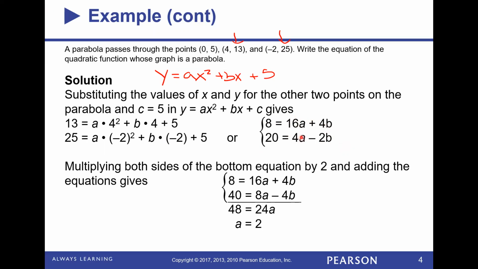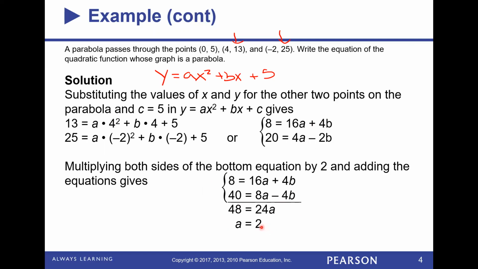So I'm going to take these beautiful equations and I'm going to take that bottom one here. And I notice b would be a great one to eliminate. So I'm going to multiply everything on that bottom equation by 2. And so that's going to give me 40 equals 8a minus 4b. And now I can add the two equations together and the b's will cancel. And that's going to leave me with 48 equals 24a. Divide both sides by 24 and we get a equals 2.